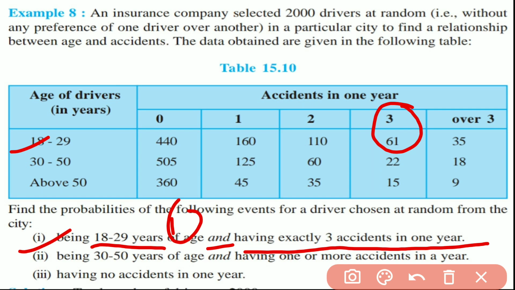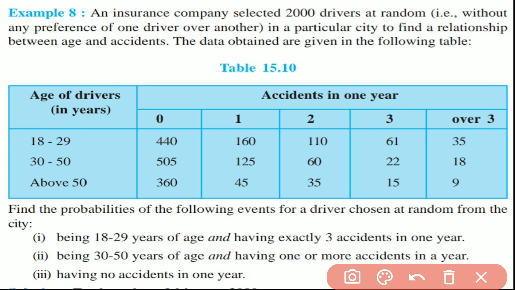Our total result is the total of 2000 drivers over the year, out of which in the particular age group of 18 to 29 we have exactly 3 accidents done. I have to find how many drivers have done exactly 3 accidents; that is 61 drivers in the age group of 18 to 29. So how to solve this type of probability sum, let's see on another slide.